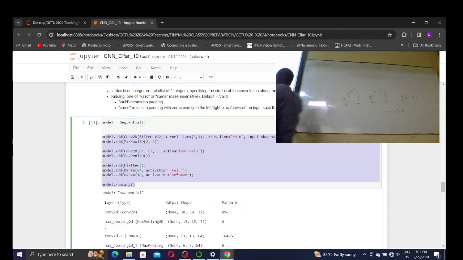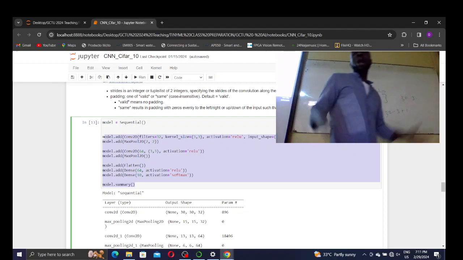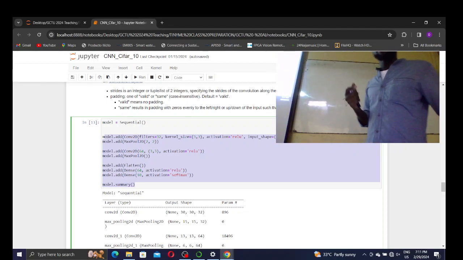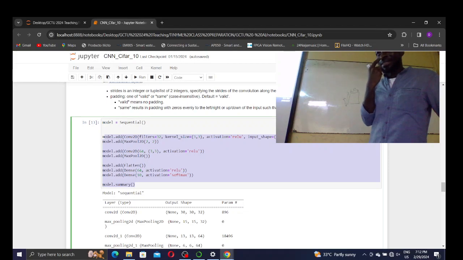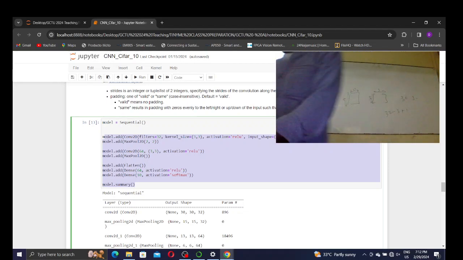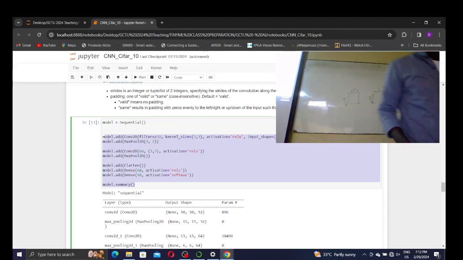Yes, sir. Now let's take here. What is the number of parameters in the first layer? 896. So how did I get 896? You will not get it by multiplying 30 times 30. 3 times 3 is 9, so that's 900.